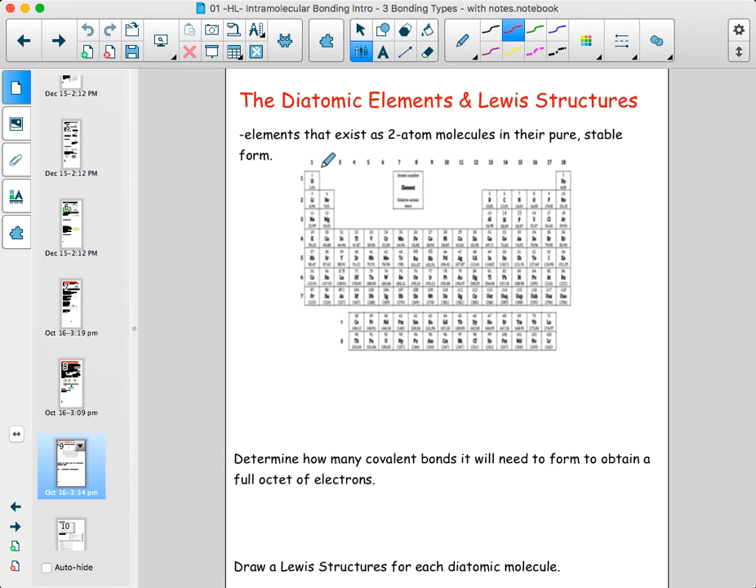as diatomic molecules. In the periodic table, they're more or less conveniently located together, with the exception of hydrogen. The seven elements are here. We've got hydrogen up here, and then we've got nitrogen, oxygen, fluorine, chlorine, bromine, and iodine. So essentially the halogens plus oxygen and nitrogen and plus hydrogen.